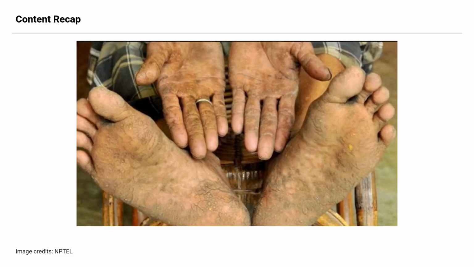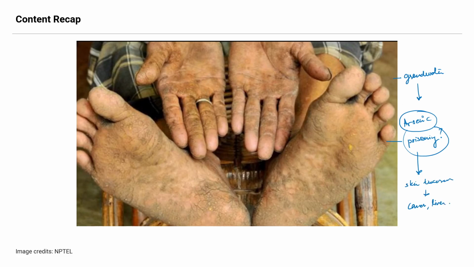Just to give a brief of it, this was being caused due to some kind of poisoning. Can anyone tell me what poisoning it was? Arsenic poisoning. Perfect. So the people in that village were consuming groundwater, and many times groundwater has arsenic, and overconsumption of it leads to arsenic poisoning, which is symptomatic in terms of skin diseases. Many times it leads to cancer and even liver diseases, right?